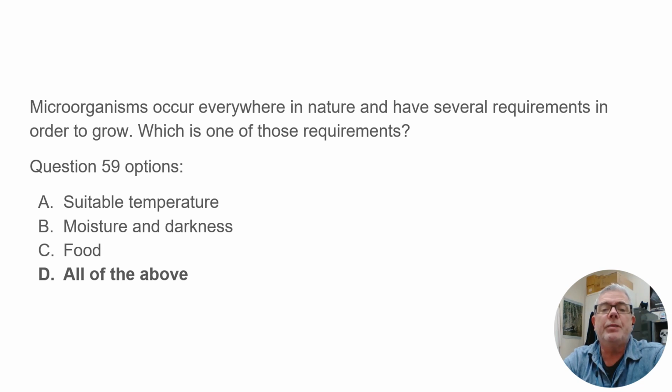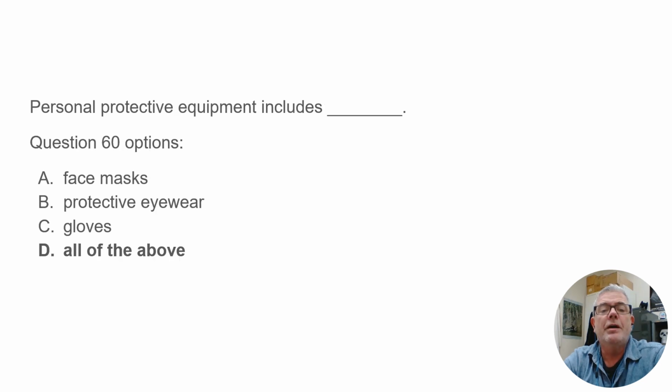Microorganisms occur everywhere in nature and have several requirements in order to grow. Which of those are requirements? Suitable temperature, moisture and darkness, food, all of the above. Personal protective equipment includes face masks, protective eyewear, gloves, all of the above.